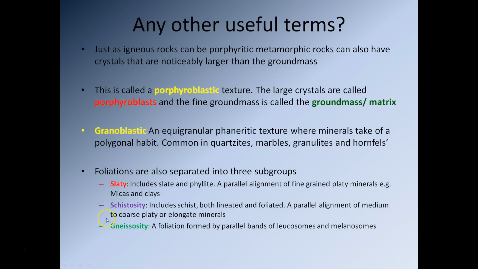And then finally you have a gneissosity, and that's when we have a foliation which forms due to the parallel banding of the rock. So you end up with these light and dark bands. The light bands are called leucosomes, the dark bands are called melanosomes, and essentially the rock looks a little bit like a barcode.